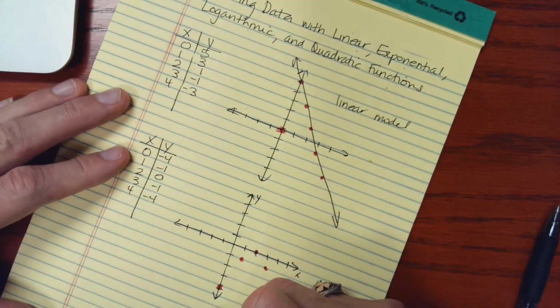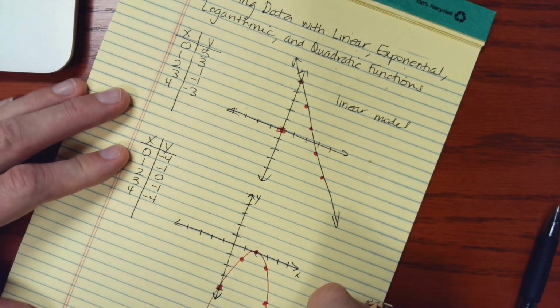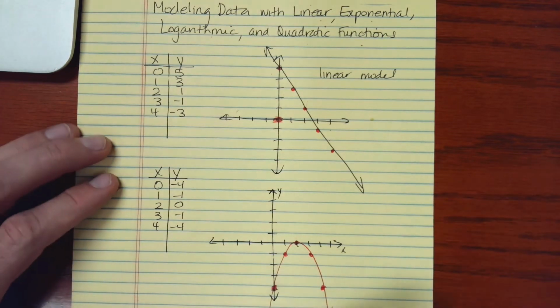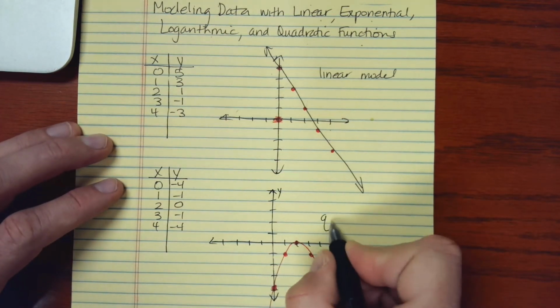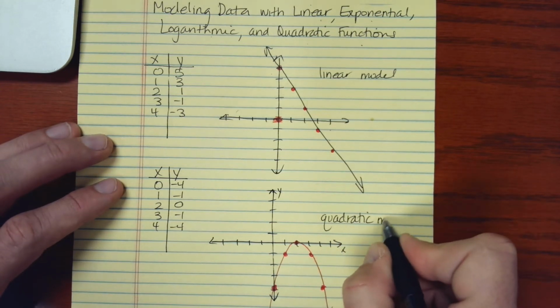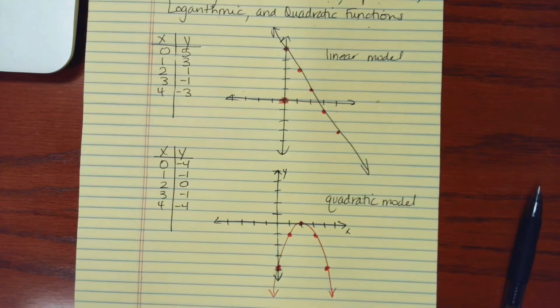So it looks like what I'm seeing is a parabola. And so I think that a model that would be appropriate for this would be a quadratic model. And let's do one more.